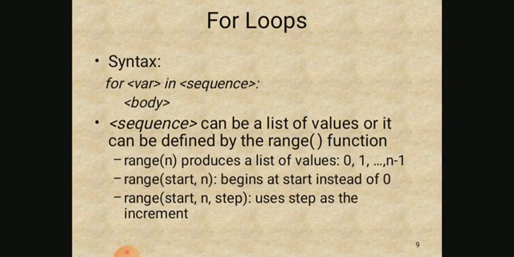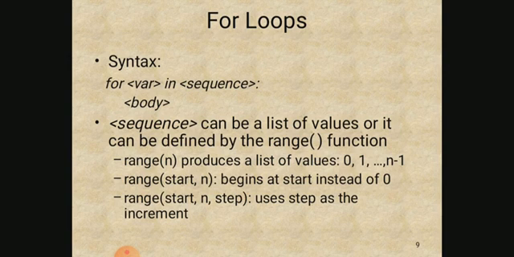Then we can specify range of start comma n, which begins at start instead of 0. Suppose I give 1 comma 5, then it starts from 1 and goes up to 5. And range of start, n, step means use a step as the increment. Suppose I give 1 as the start, 10 as the end, and step equal to 2. Then it goes 1, 3, 5, 7, 9. So the step is used for how much increment you want.